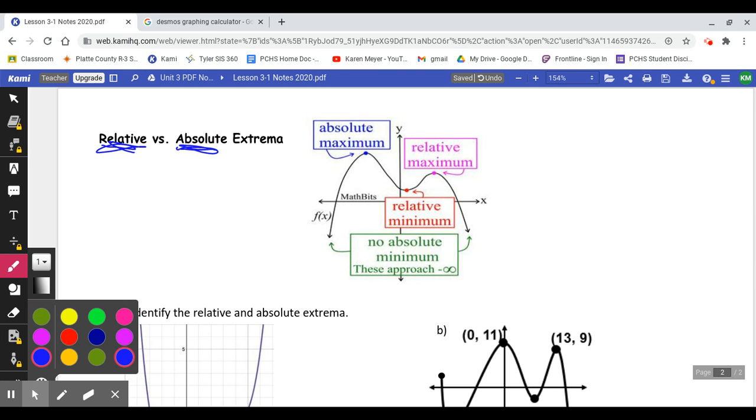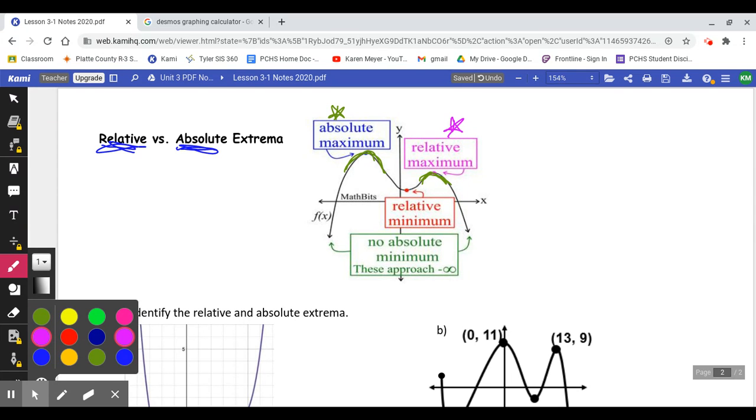Okay, to be an absolute max, that has to be the highest hump that the graph will go. It has to be the highest point that the entire graph will go. So if you look at my picture off to the side, you're going to notice here we have two humps that are max. So I'm kind of outlining them here in green. And then you'll notice that the top one goes higher up than the bottom one. So that's why it's called an absolute max. And the other one is called a relative max.